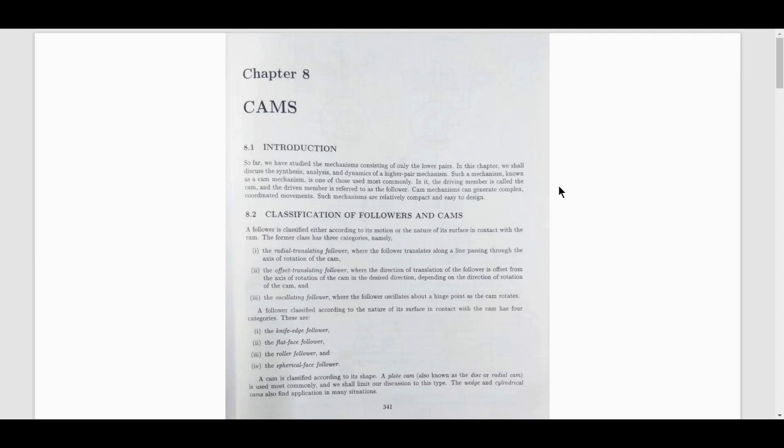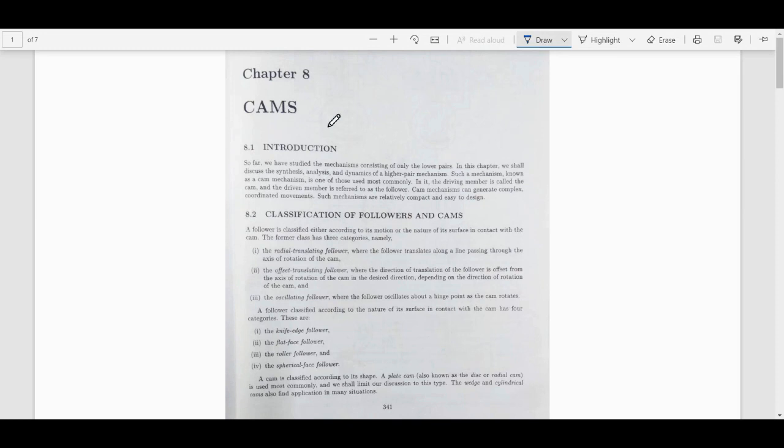Alright, we are starting the chapter on cams now, and because I'm going to follow the textbook, I'm just going to take a few pages from there. Please notice that much of the chapter is not included. Okay, so there is a classification of cams. There is the radial translating follower, offset translating follower, oscillating follower. There can be a knife edge, flat face, roller follower, and a spherical face follower also.